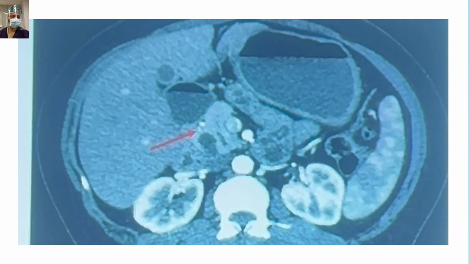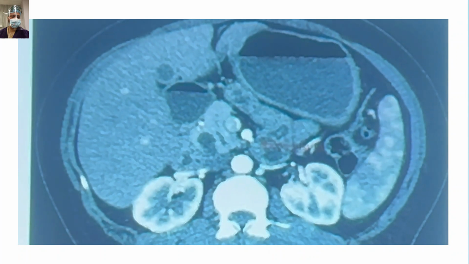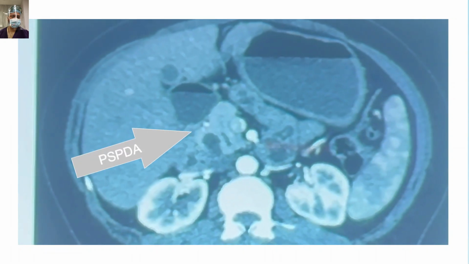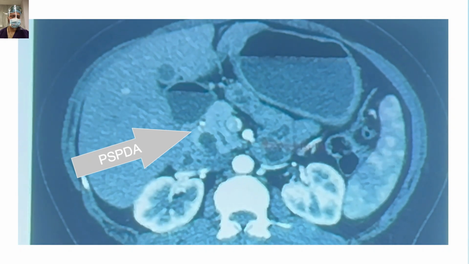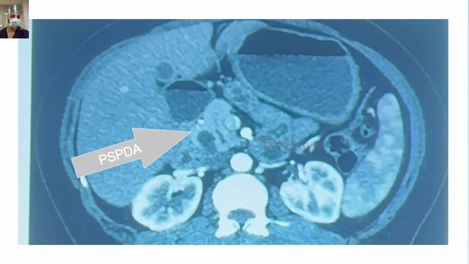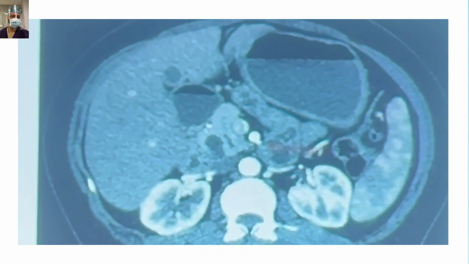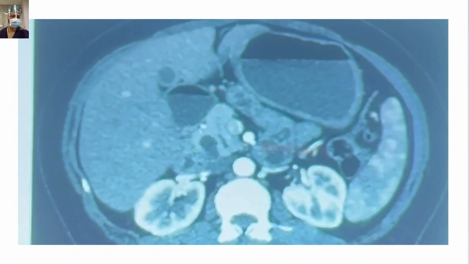So in that case, you have to remember that after ligating the GDA, there will be another arterial structure originating from the hepatic artery and going towards the pancreas. So you have to ligate another arterial structure, that will be the PSPDA, which is not the case in this patient, but you have to remember this variation.